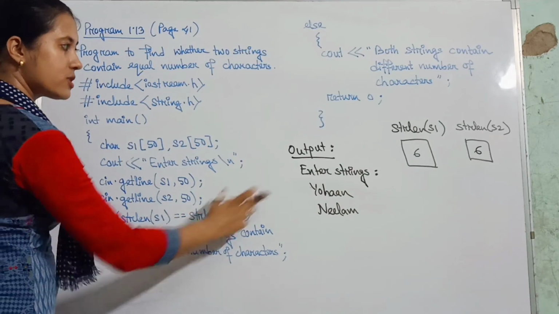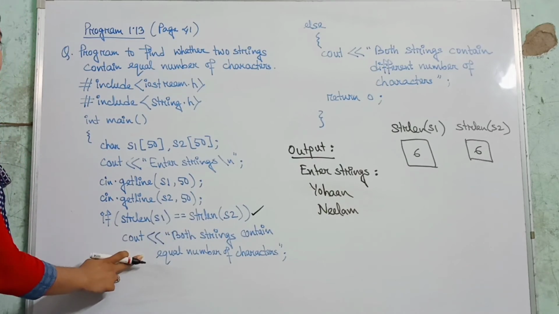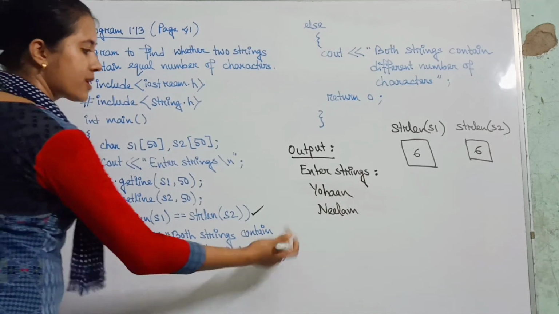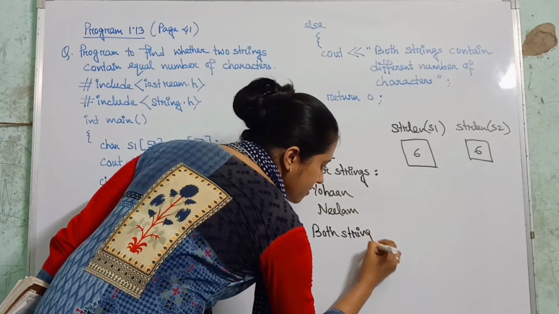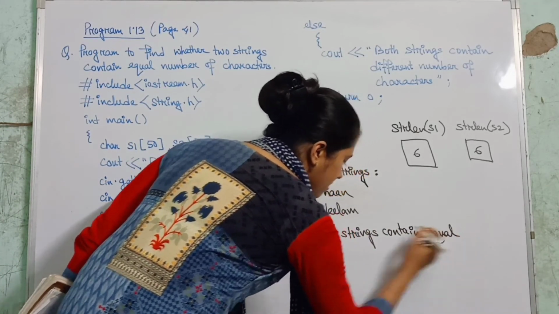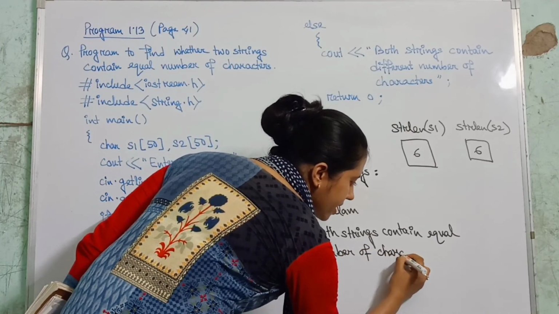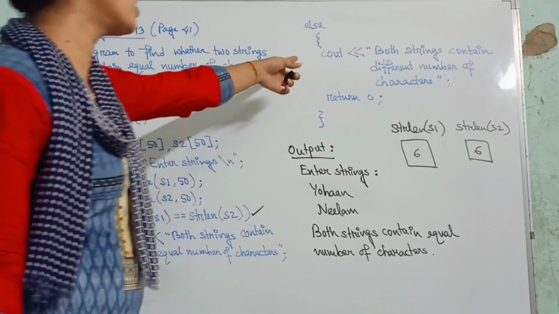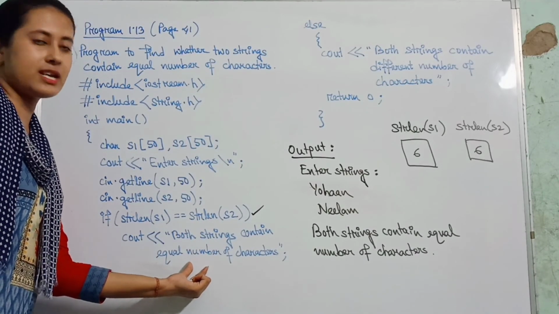Now you see here it is the comparison. If strlen s1 equals strlen s2, both are equal, which means the condition is true. Condition true means it will execute the statement after the if. What is written? Both strings contain equal number of characters. So it will display "Both strings contain equal number of characters". Clear? So it will not go to the else part, because my if statement is true.